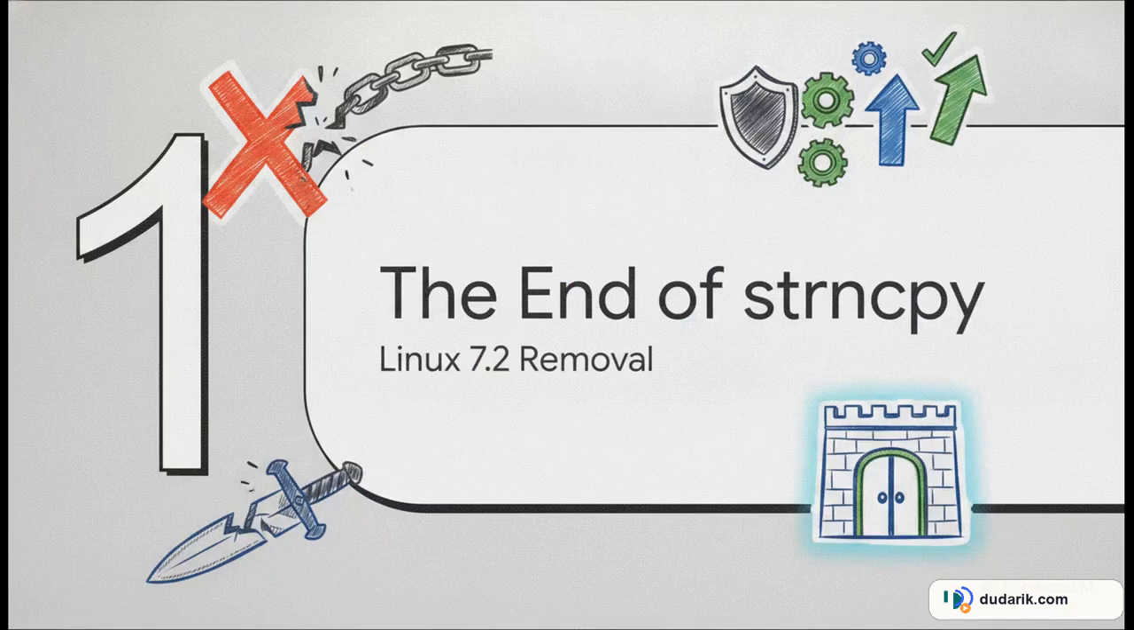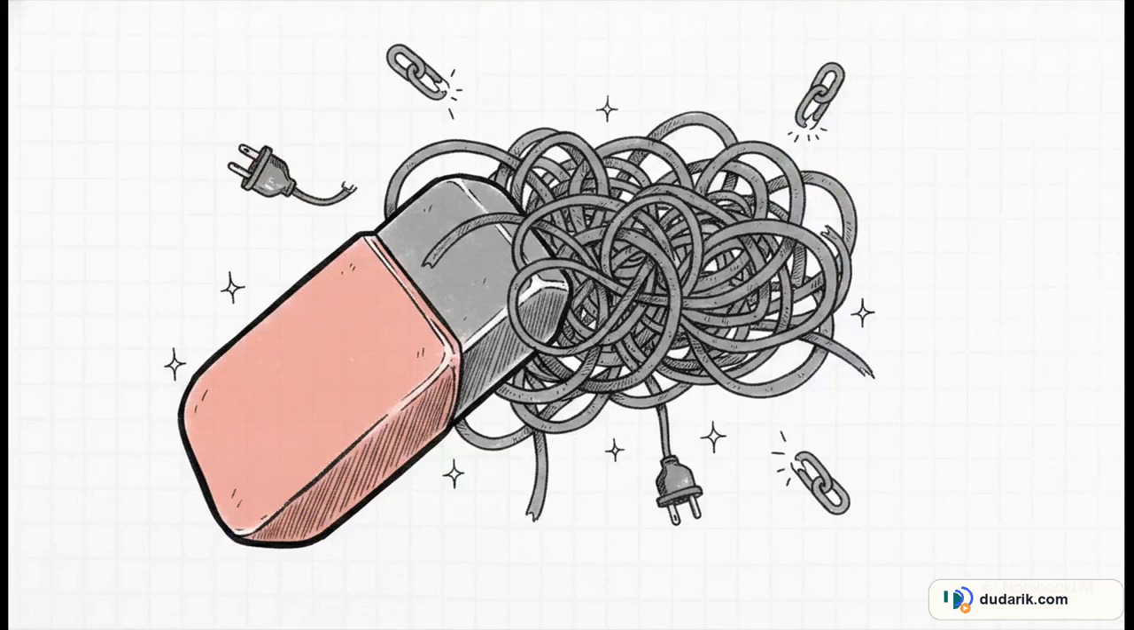Section 1. The end of strncpy. So the deprecation phase is officially over. Linux 7.2 completely removes strncpy from the kernel API surface. It is completely gone. If you're a developer building against Linux 7.2 headers or you're compiling out-of-tree modules against the specific release, this standard C library function is simply no longer available to you. The header guards have been dropped and the public surface is wiped entirely clean.